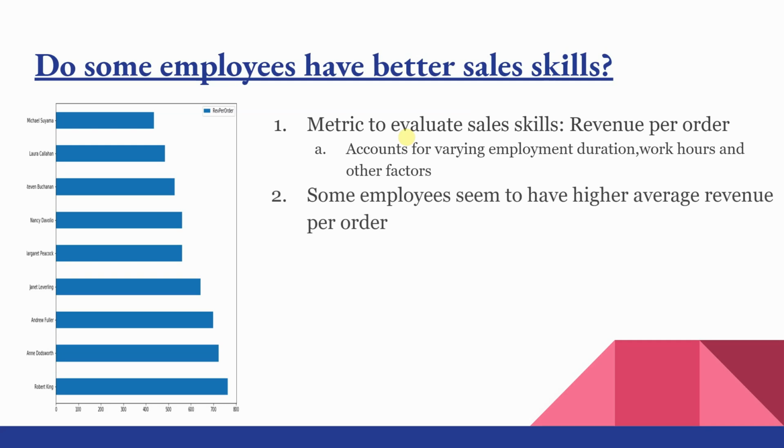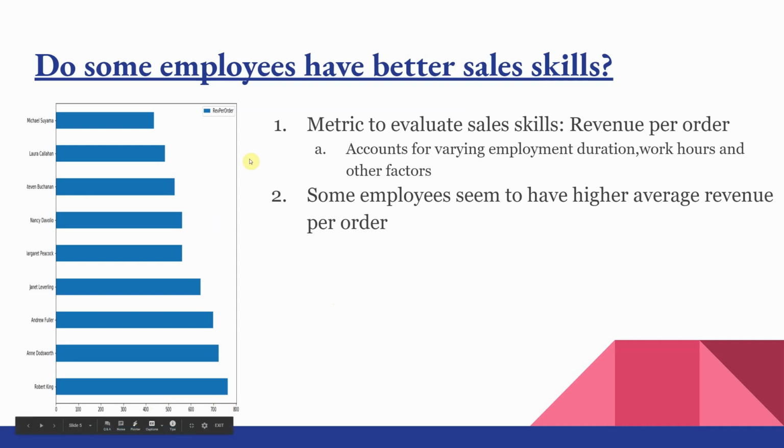And so, as you see on the chart on the left, some employees did seem to have higher average revenue per order. There's no drastic outliers, but there's definitely a progression. You see that Michael Suyama is kind of below. The overall range is between around 450 to 750 in terms of the lowest and the highest average revenue per order. But there is a progression.